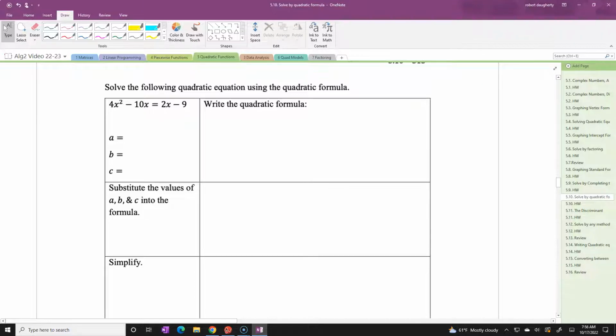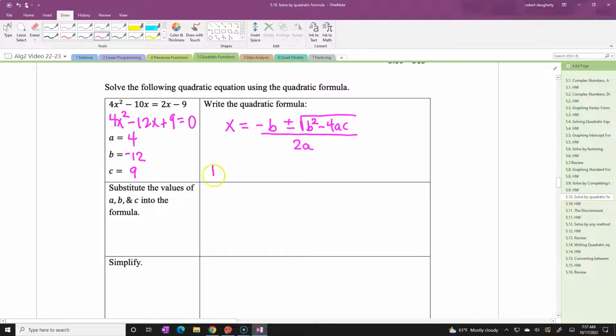I need everything to be equal to 0. So if I subtract that 2x, I get 4x squared minus 12x plus 9 equals 0. So in this problem, a is equal to 4, b is negative 12, c is 9. The quadratic formula is x equals negative b plus or minus the square root of b squared minus 4ac, over 2a.